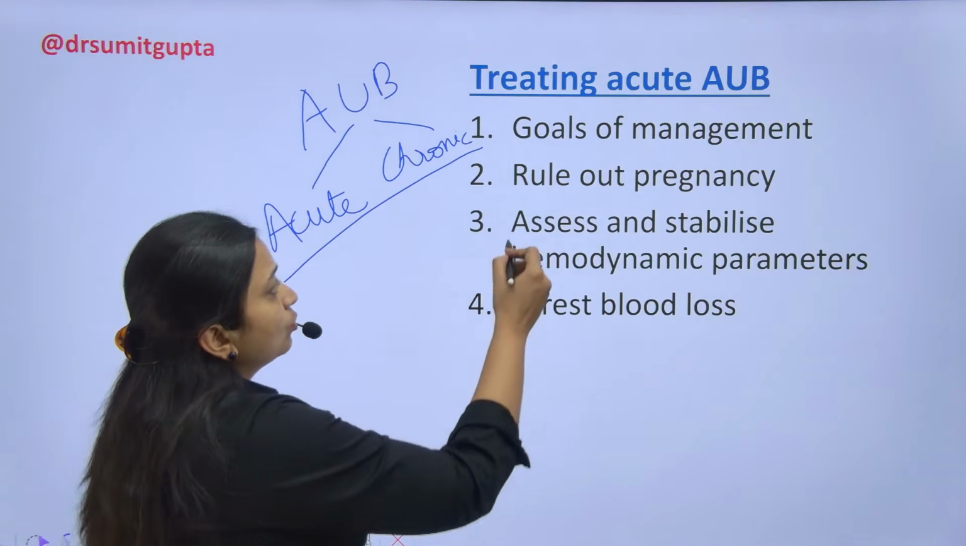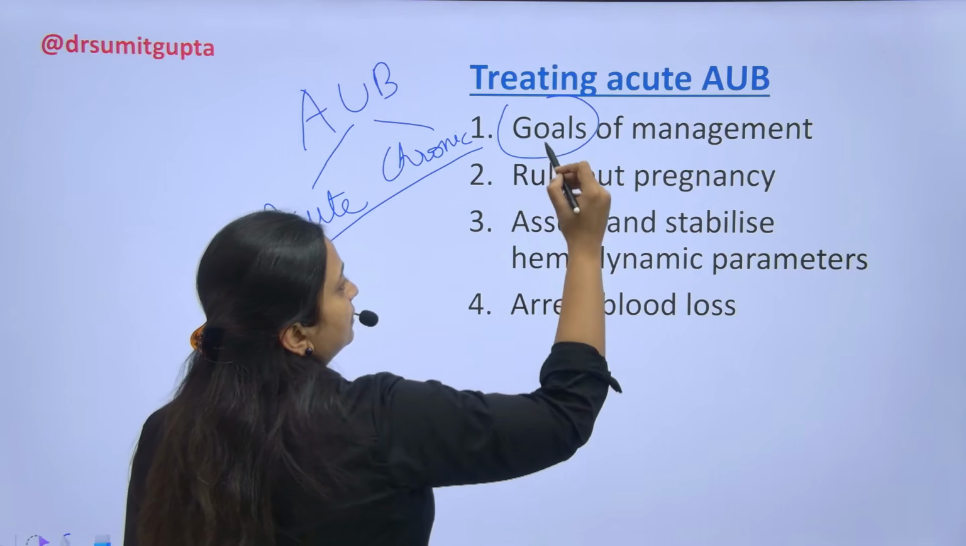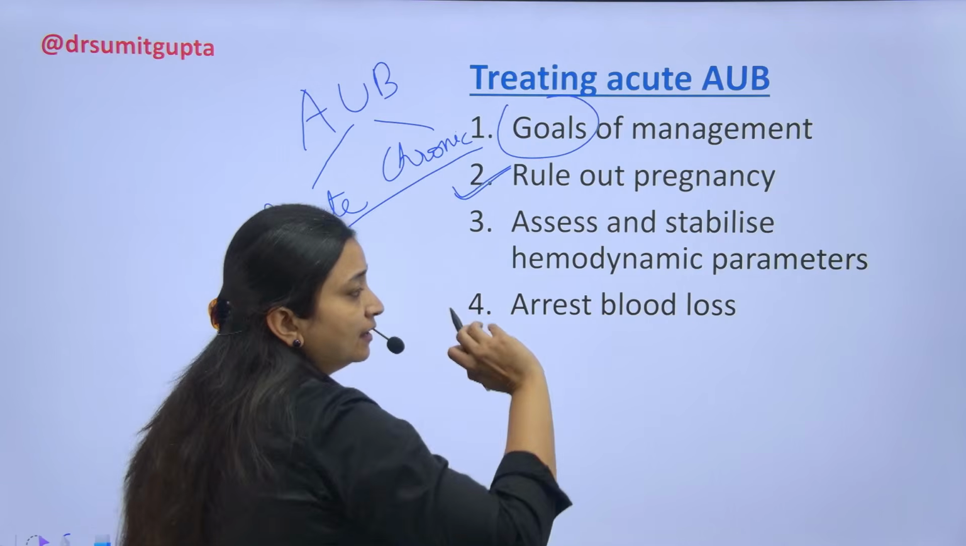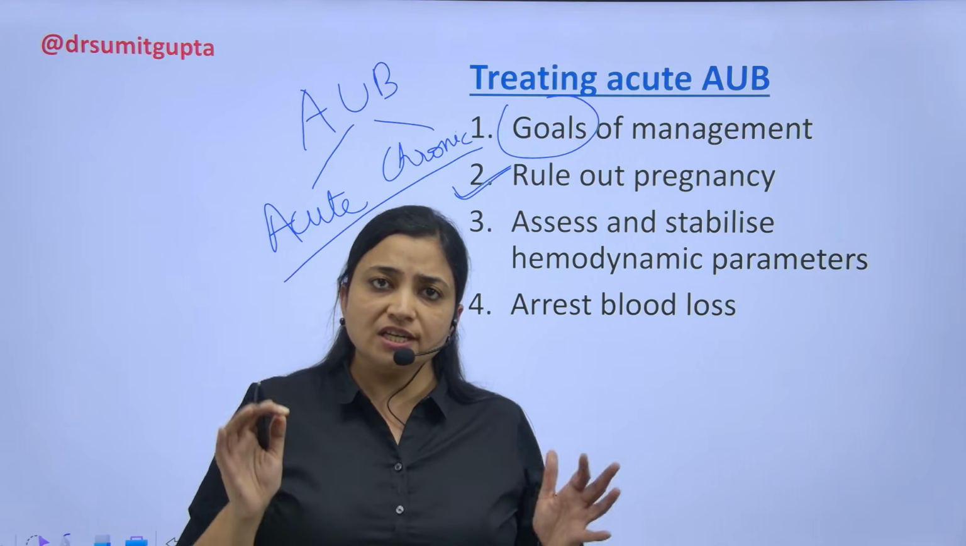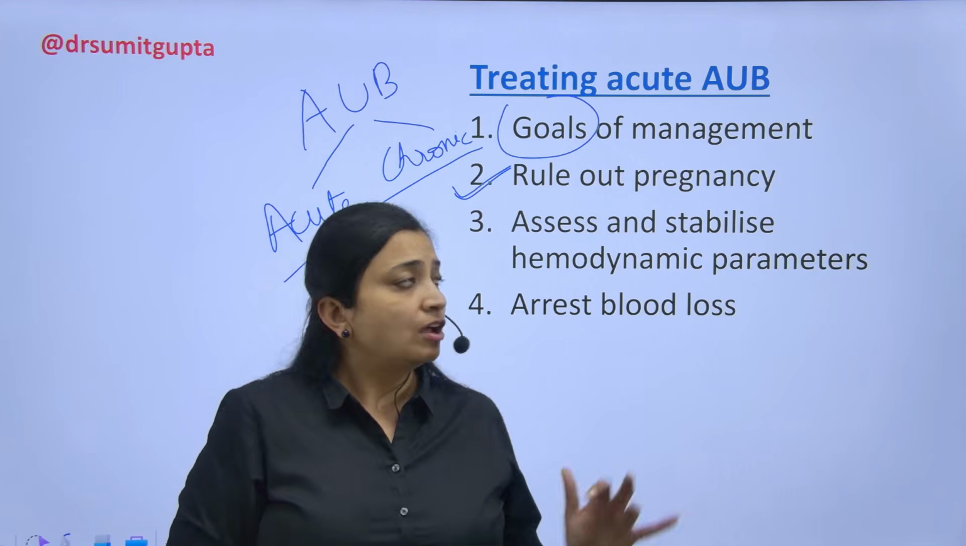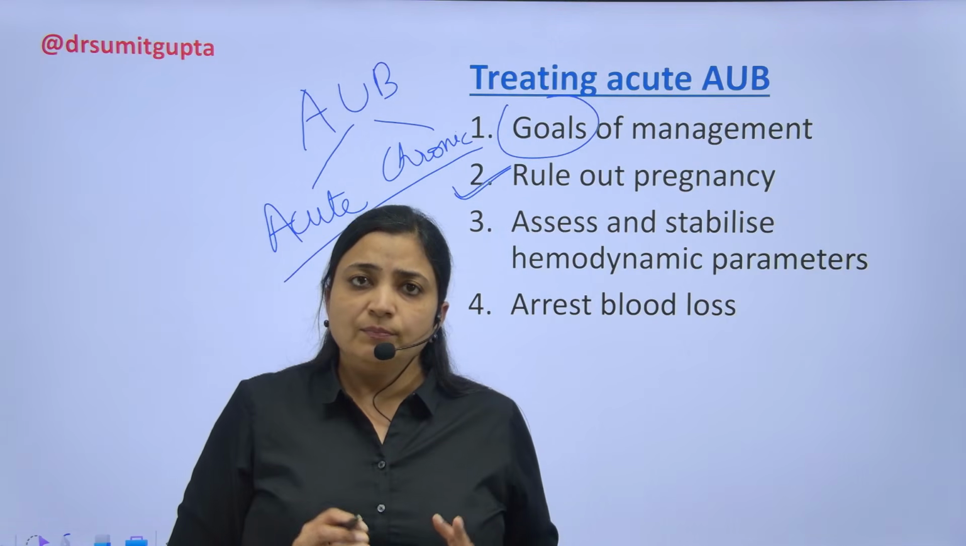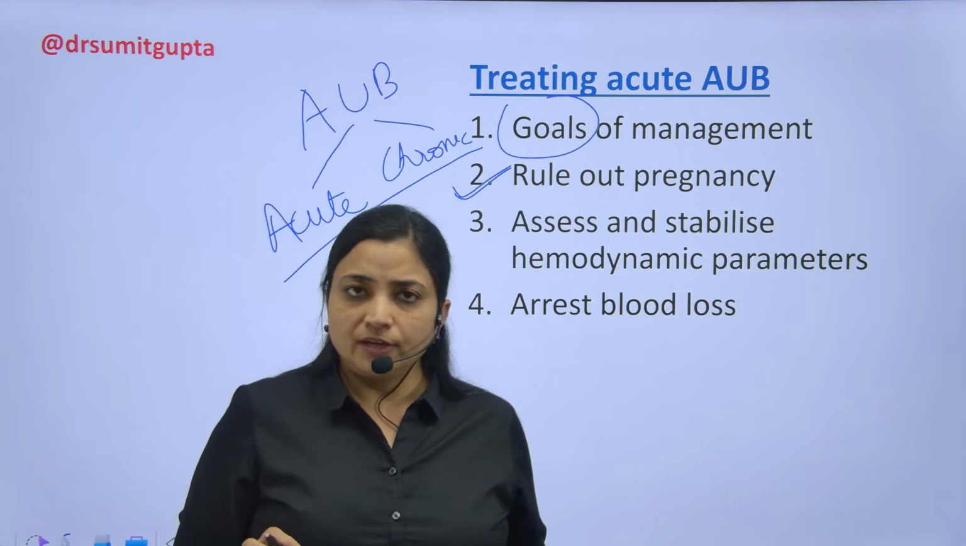So what are the goals of management? Number one, rule out pregnancy. Whenever a patient with bleeding comes to you and she is in reproductive years of age, always rule out pregnancy. Pregnancy is not a part of AUB.